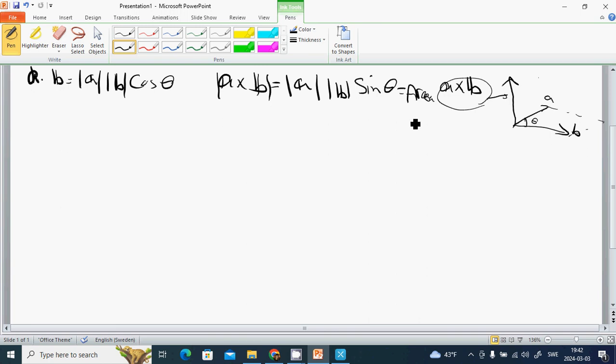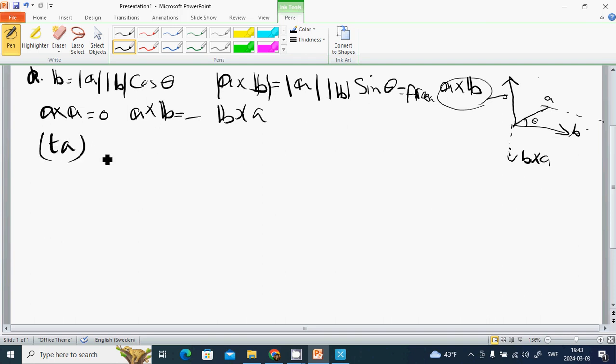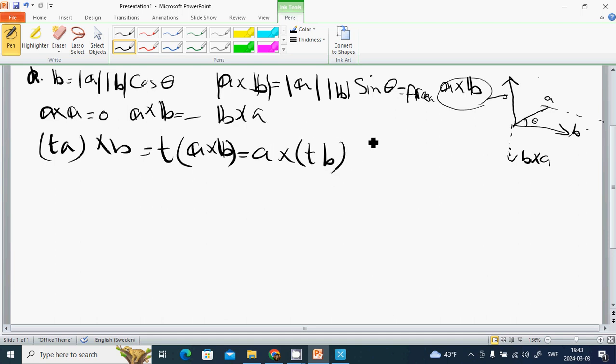Okay, then we know that A cross A equals zero because the angle is zero, and A cross B equals minus B cross A. And tA cross B equals tA cross B equals A cross tB. And A cross B cross C is not equal to A cross B cross C.